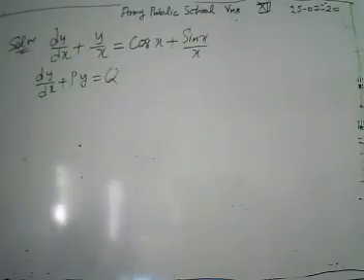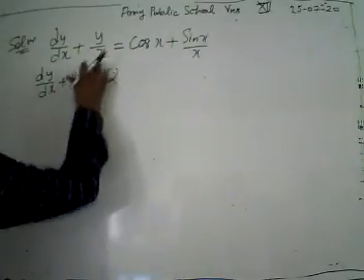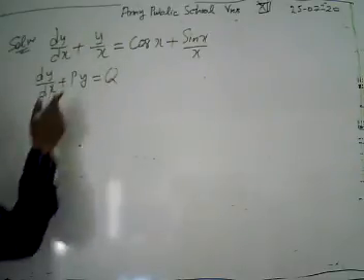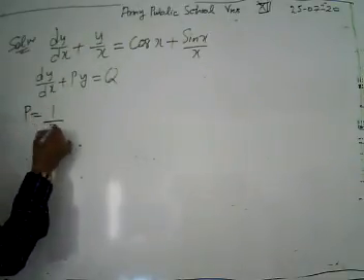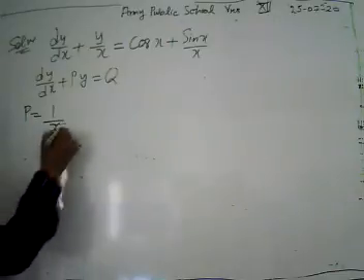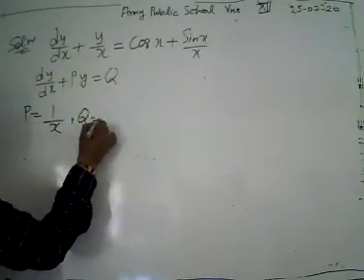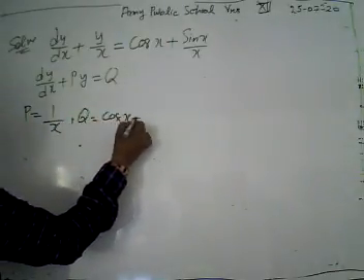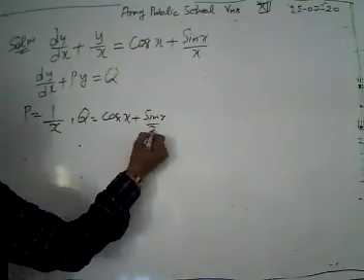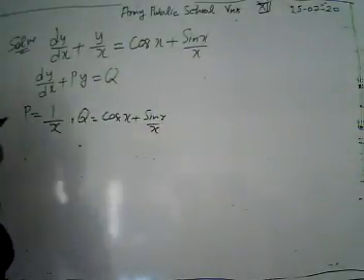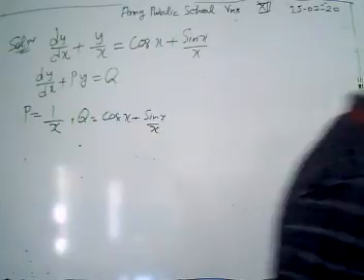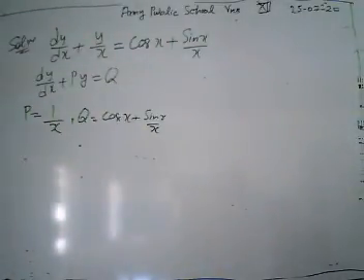The value of P is 1 by x. What is our Q? The value of Q is cos x plus sin x by x. Now we have P and we have Q.